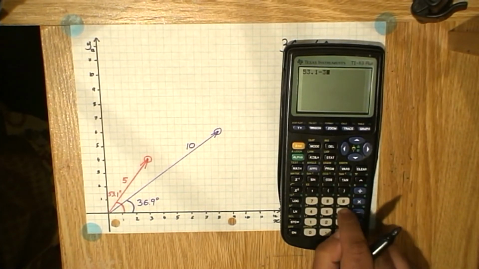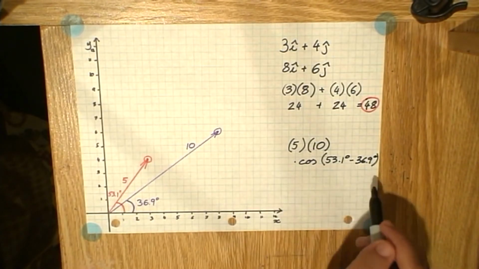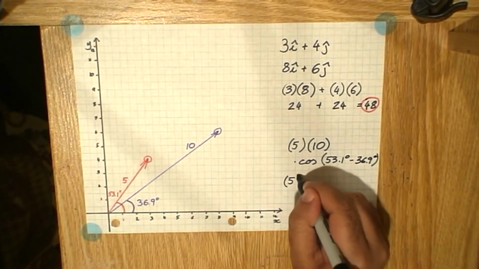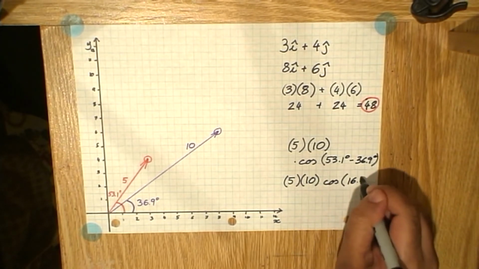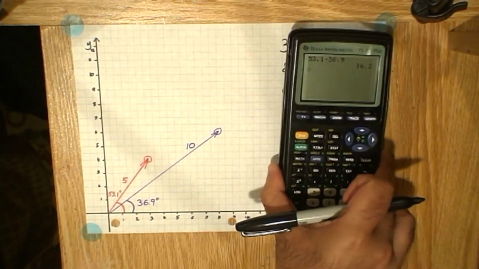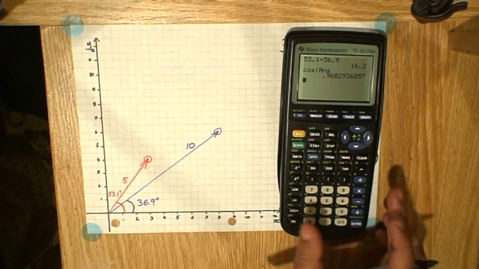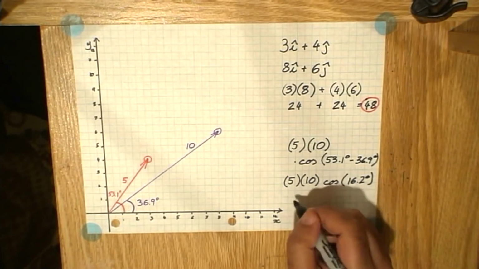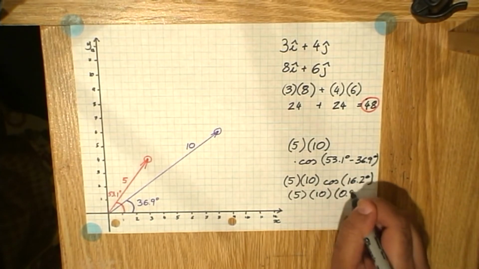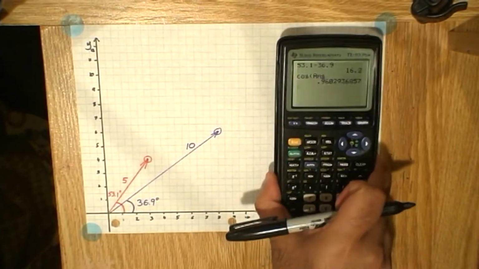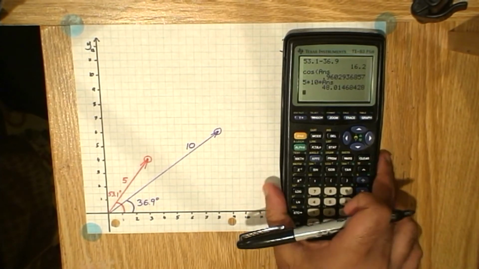53.1 minus 36.9 gives us 16.2 degrees. So now this whole thing multiplies to 5 times 10 times the cosine of 16.2 degrees. So what is the cosine of 16.2 degrees? It's 0.96. So this now works out to 5 times 10 times 0.96, which gives us 48.